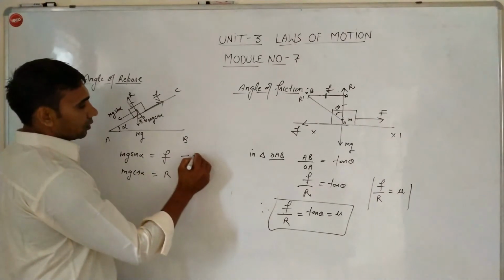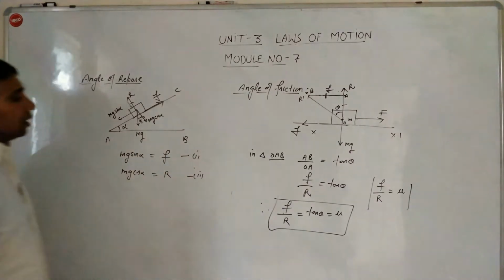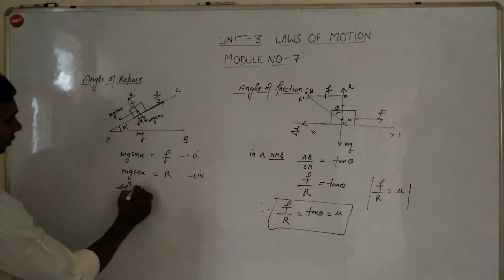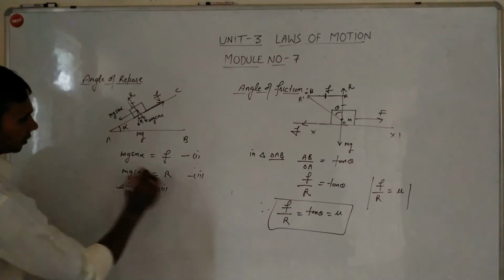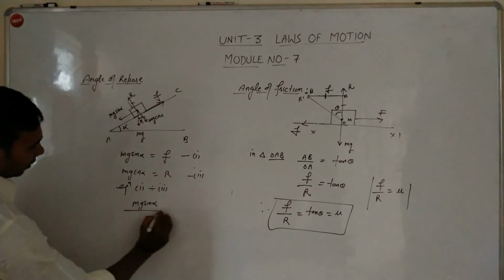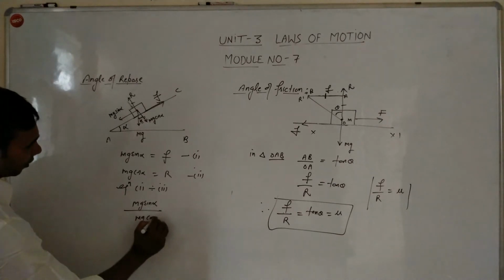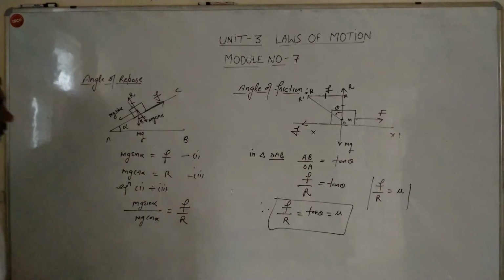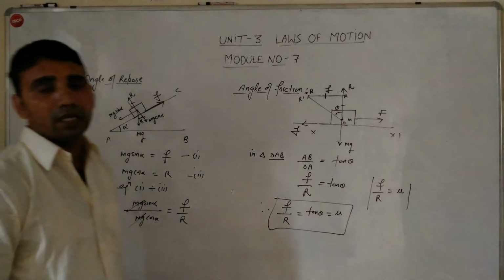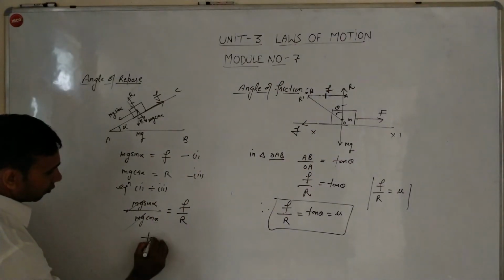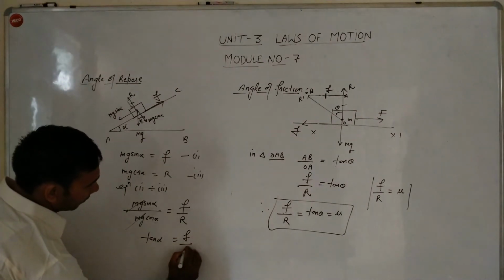This is equation first, and this is equation second. Dividing equation first by equation second, mg sin alpha divided by mg cos alpha is equal to F divided by R. mg cancels out. Sin alpha divided by cos alpha is tangent alpha. So tangent alpha is equal to F divided by R.